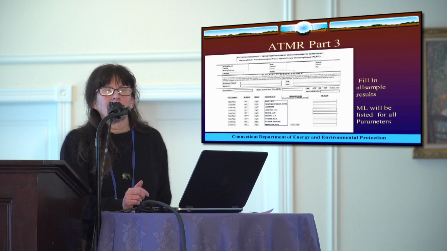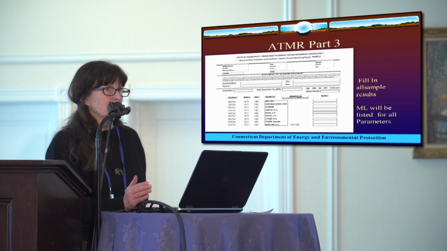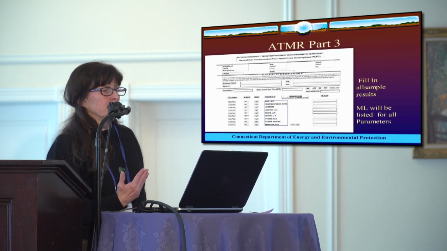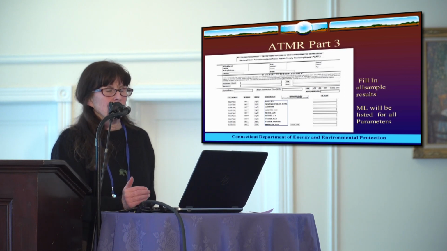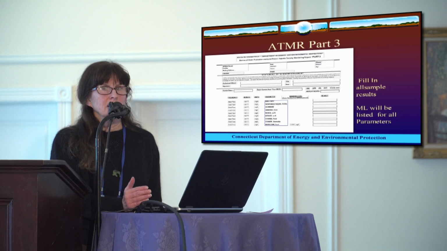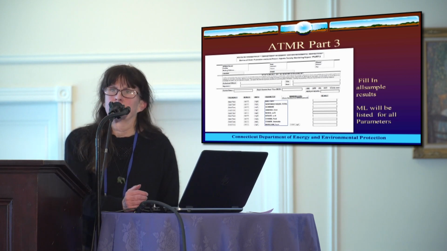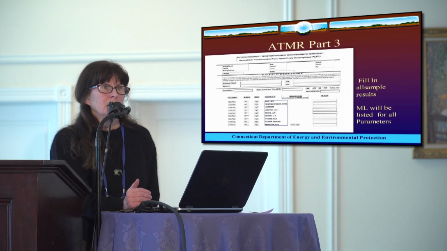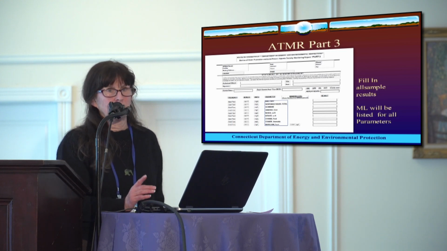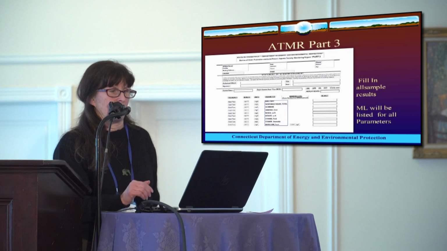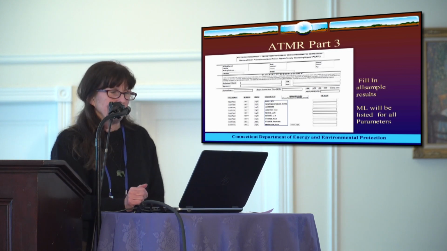Part 3 is the chemistry from that toxicity sample. It's collected the same day, and sometimes it's not filled out correctly. Sometimes there are parameters missing. So if your contract lab does the metals and you do the organics, you can put them on this form, asterisk it, and say in-house lab. Please fill them out correctly.